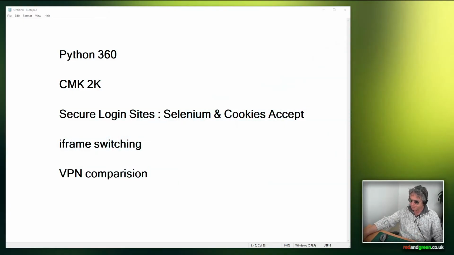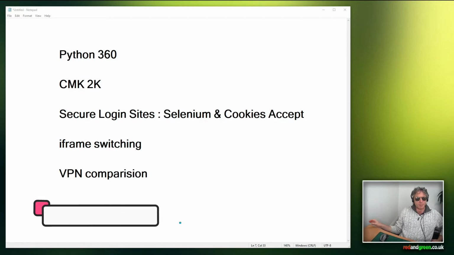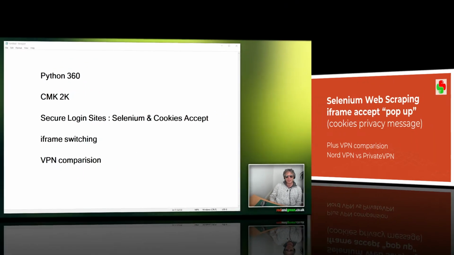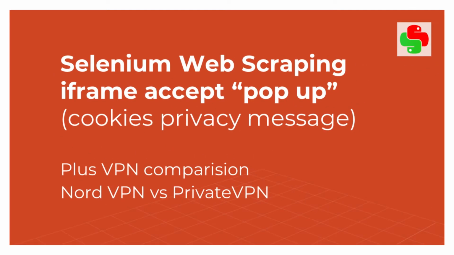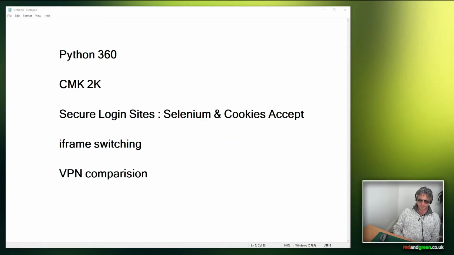Hello everybody. In this video we're going to be talking about secure login sites using Selenium and switching between iframes with regard to a web scraping site that has a pop-up. It's called GDPR in Europe, and it's the pop-up which you get asking if you consent to all of the privacy stuff for visiting a website.